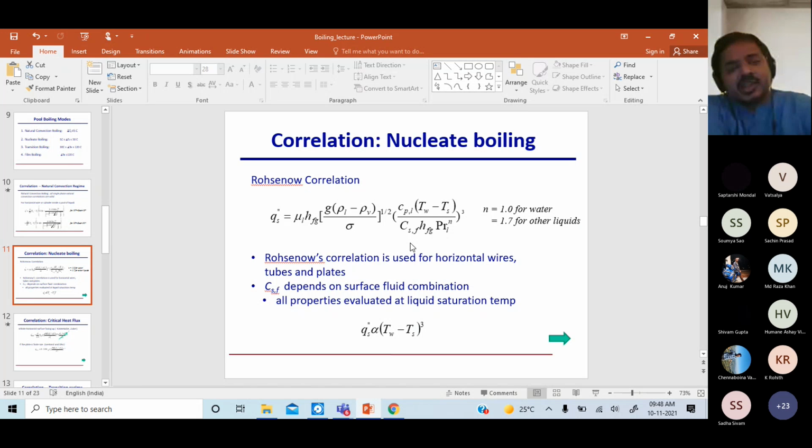Okay, and he gave a lookup table. If it's copper, water, it's something. If it is aluminum and whatever brine, it is something else, etc. So he has all this list. So if you are given any problems, your C_sf value will have to be given to you, or else you make some assumptions. This Prandtl to the power n, n for water was 1, and he said for other liquids, take it as 1.7. So all empirical. I mean, there's not much scientific rationale behind this.